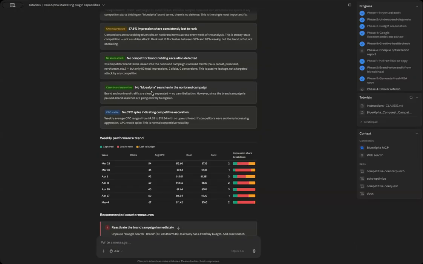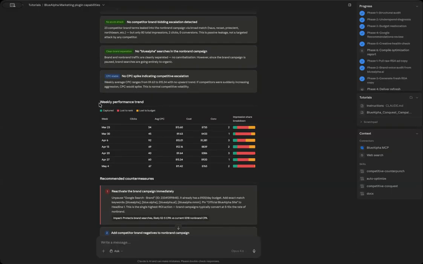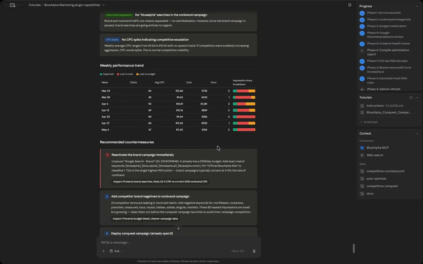Same here. No new BlueAlpha search in the non-brand campaigns, which is great. So we actually have a clean brand separation. And then we also see a stable CPC. If we look at the weekly performance trend over the last 1, 2, 3, 4, 5, 6, 7, 8 weeks, we actually see clicks somewhat consistent, right? With an average CPC between, what is this, $9 and $15. And here are the actual CPAs based on the conversions.